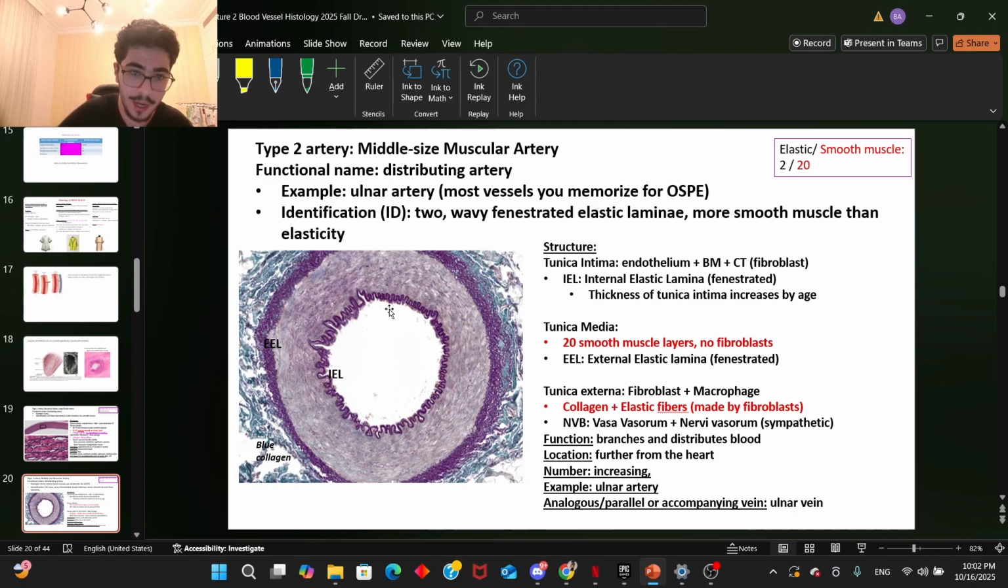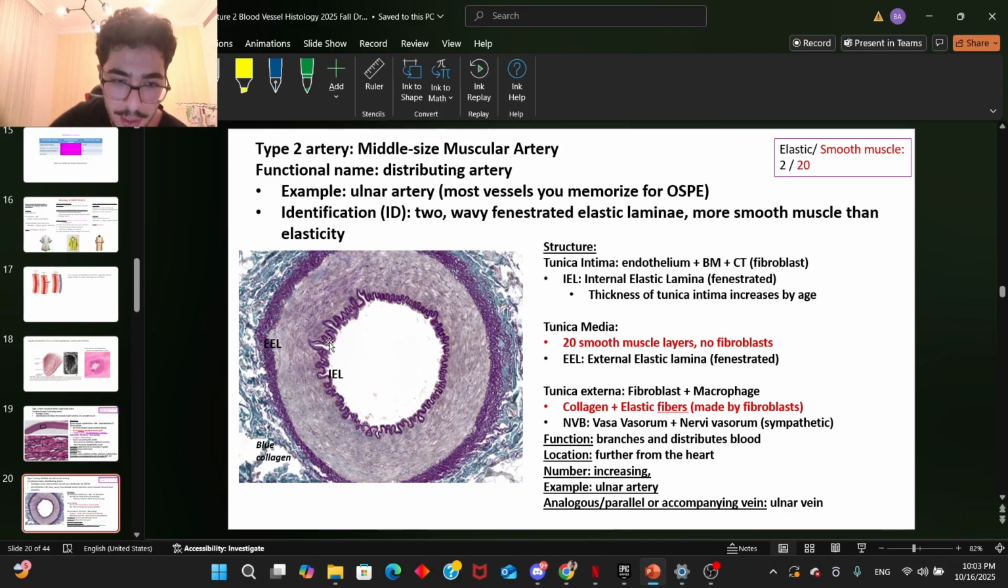They use the stain here again. You don't have to know the stain, but they use a stain which very clearly shows the elastic lamina, okay? So here's the first one. This is the internal elastic lamina, and this is the external elastic lamina.